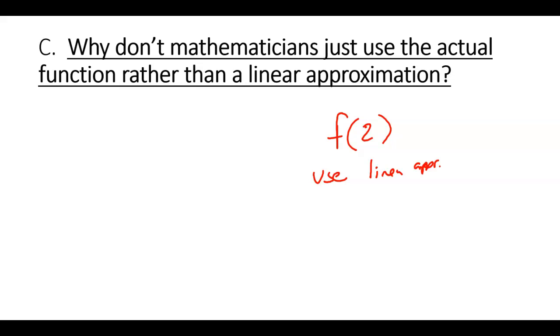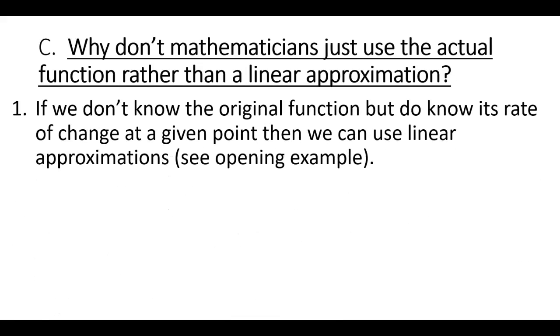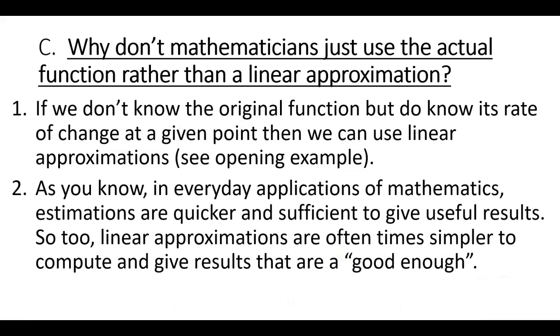Like, for instance, with our bicyclist issue, I don't know what function actually shows her position. All I know is her speed at that point, and so I can create a tangent line and estimate her distance that she traveled. So sometimes you just don't know what the original function is. So if you don't know what the original function is, but you do know its rate of change at a given point, then you can find a tangent line and use that tangent line to estimate the values of your function at that point. Also, as you know, in everyday application of mathematics, estimations are quicker and they're usually sufficient.